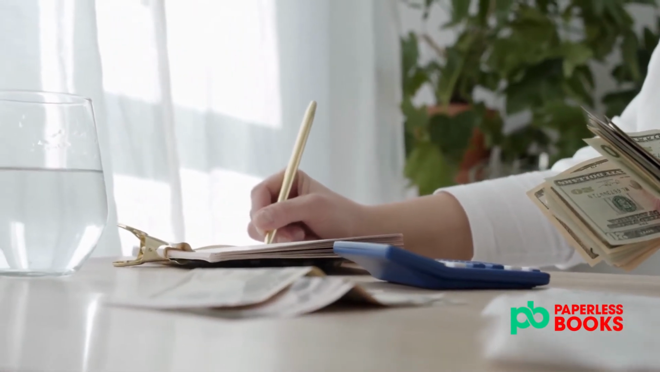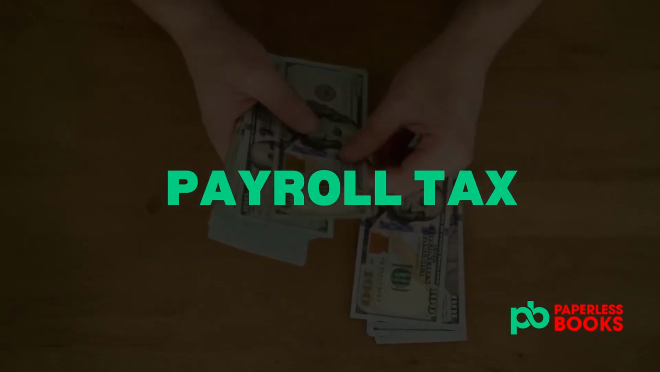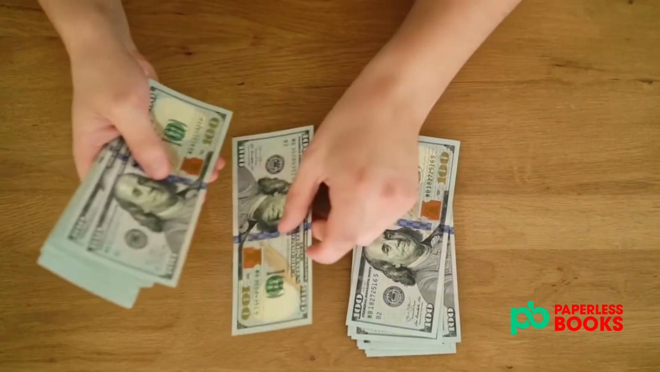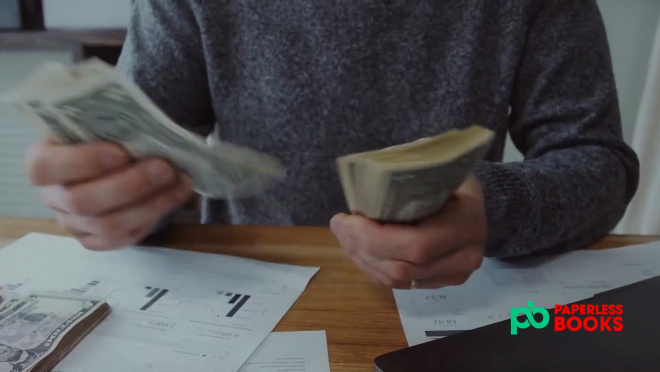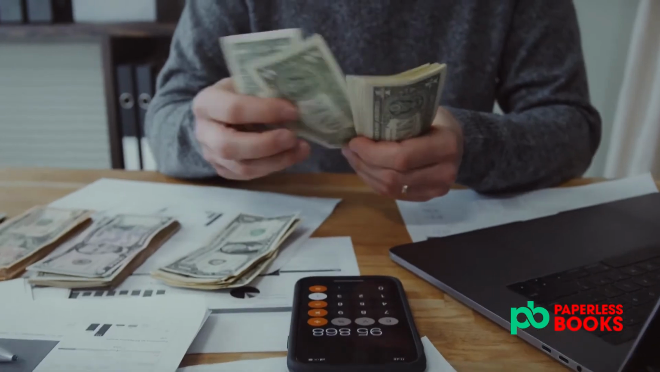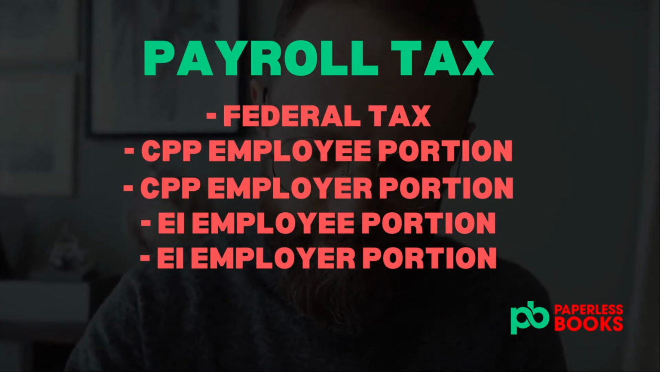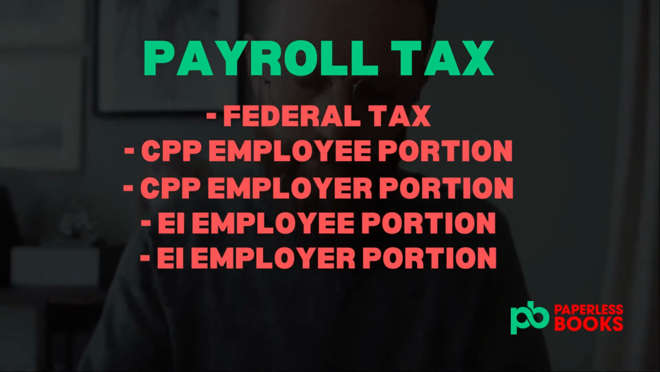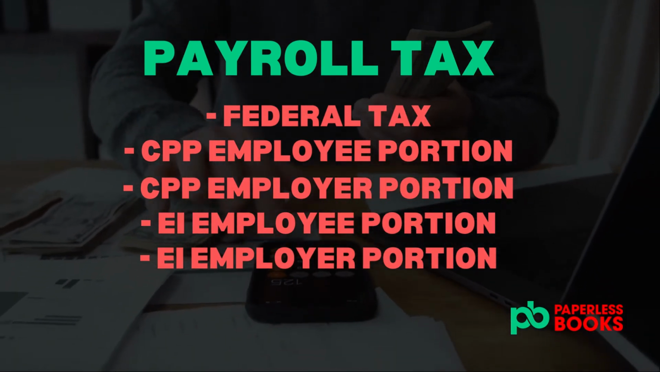This brings us to our next point, payroll taxes. So in addition to remitting the employee portion of taxes to the CRA, the employer also has to remit their portion of taxes to the CRA as well. This is only applicable for CPP and EI. Now, the amount of federal tax, CPP, and EI to remit to CRA is best handled using the CRA payroll calculator or payroll software. So in summary, as an employer, the employment tax that you have to remit to the CRA include federal tax, the employee portion of CPP, the employer portion of CPP, the employee portion of EI, and the employer portion of EI.